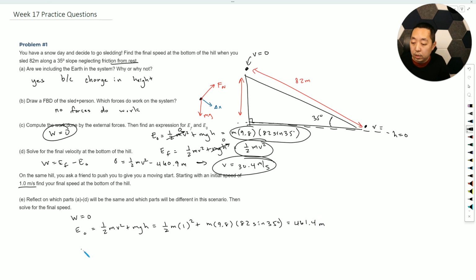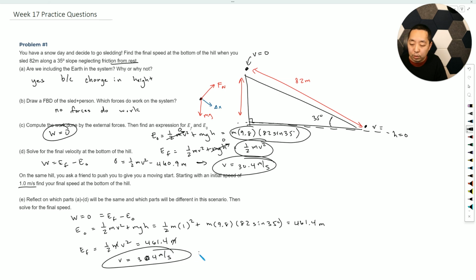The final energy is still the same. That part didn't change. It's just that in the initial part, we started with some kinetic energy. So that's going to equal 461.4 m. The m's cancel. Because the work is 0, it's the final minus the initial. If that's 0, then the final and the initial are equal. Then you can solve for v. Times 2, it's going to be only slightly different. Still 30.4 meters per second. It's about the same, only slightly faster.